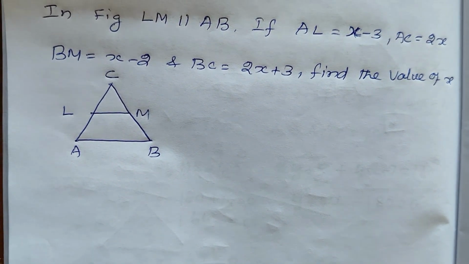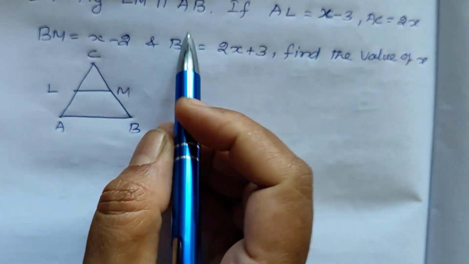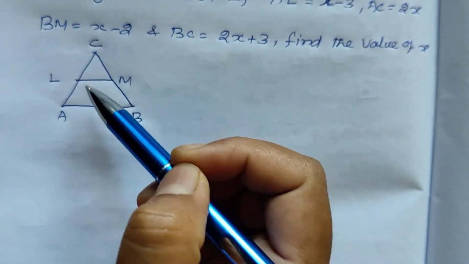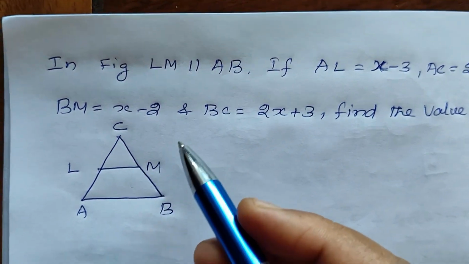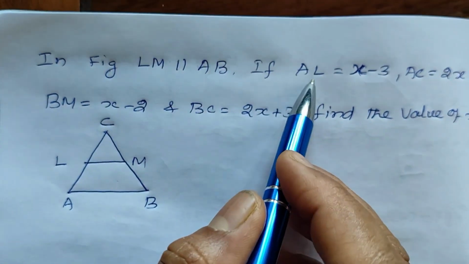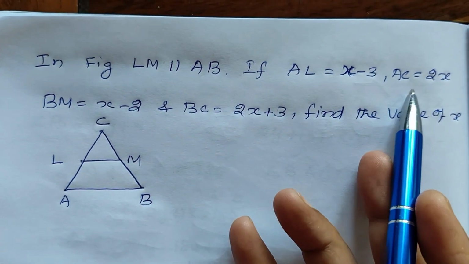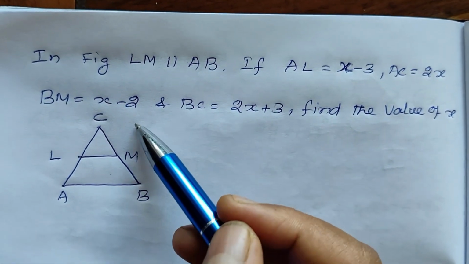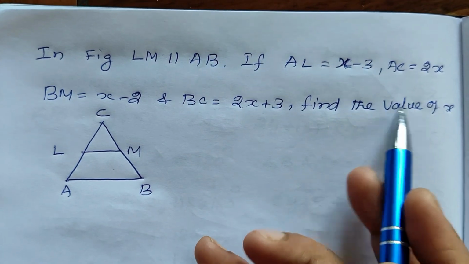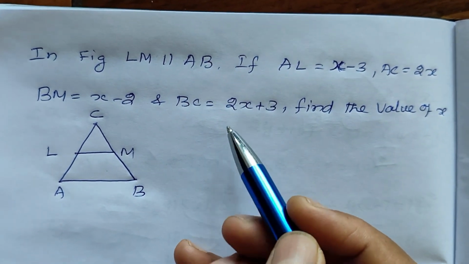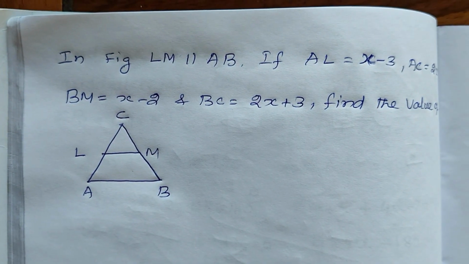The chapter is triangles. Here in this figure, LM is parallel to AB. If AL equals x minus 3 and AC equals 2x, BM equals x minus 2, BC equals x plus 3, find the value of x. We have to find the value of x.